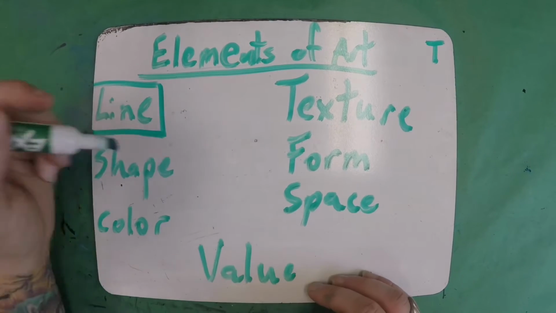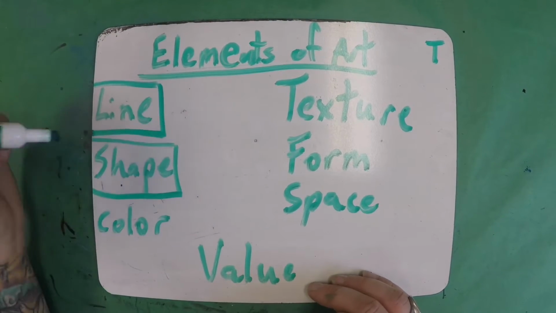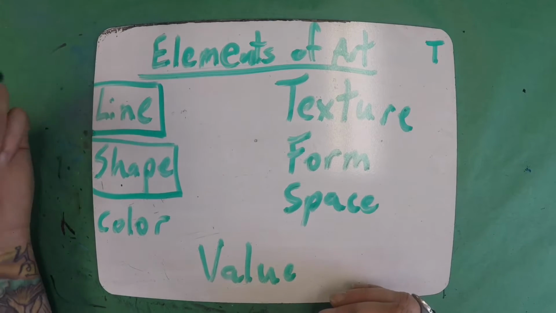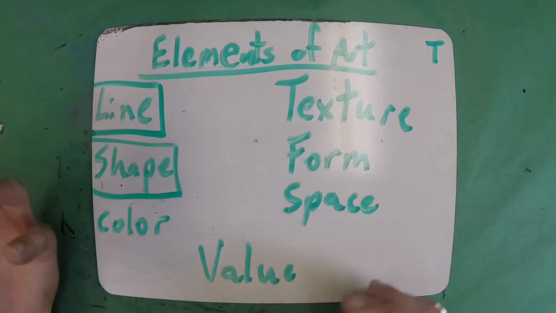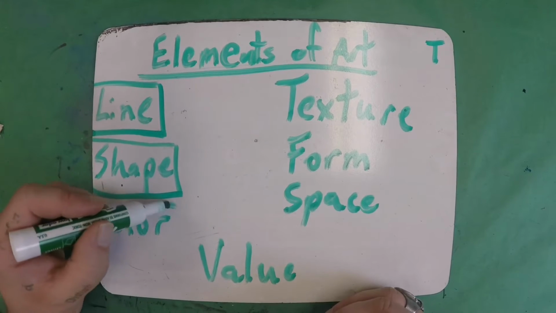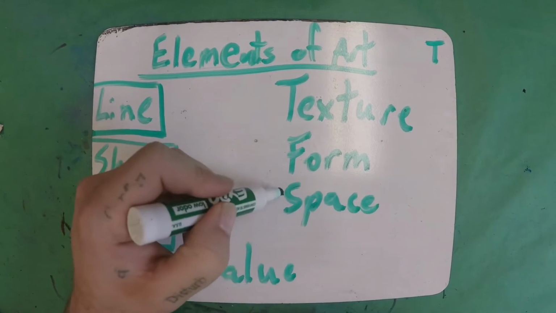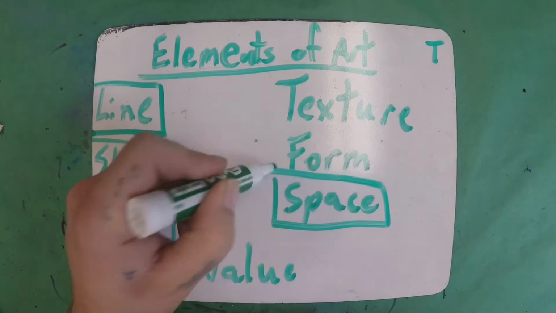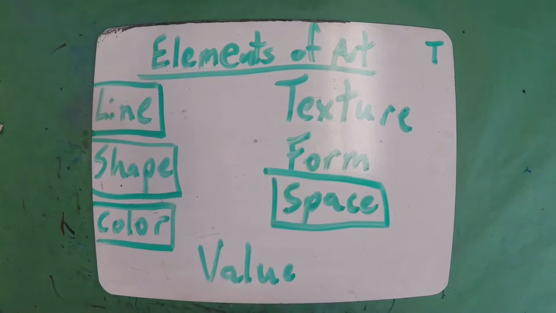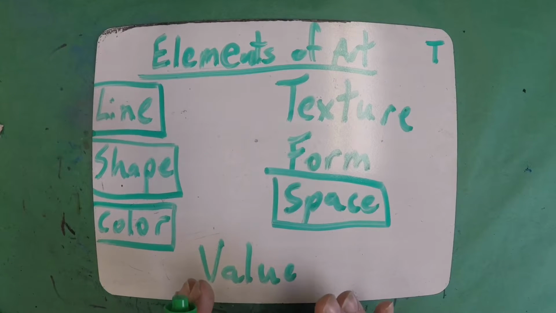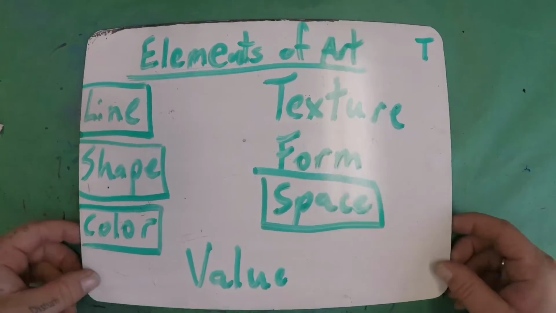So we're going to start off our drawing with some lines. We're going to use those lines to create shape. When we have all of our lines and all of our shapes made, we're going to get into some color. We're going to use that color to help fill all of our space on the page so that we make sure we don't leave anything uncolored or unfinished.